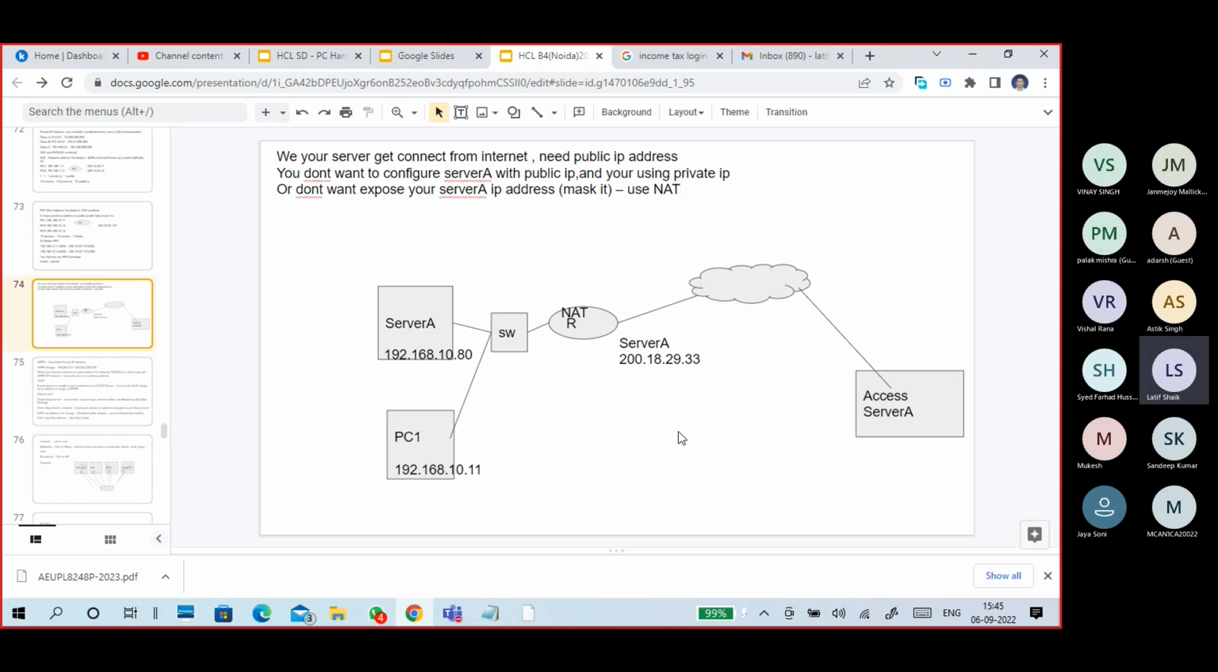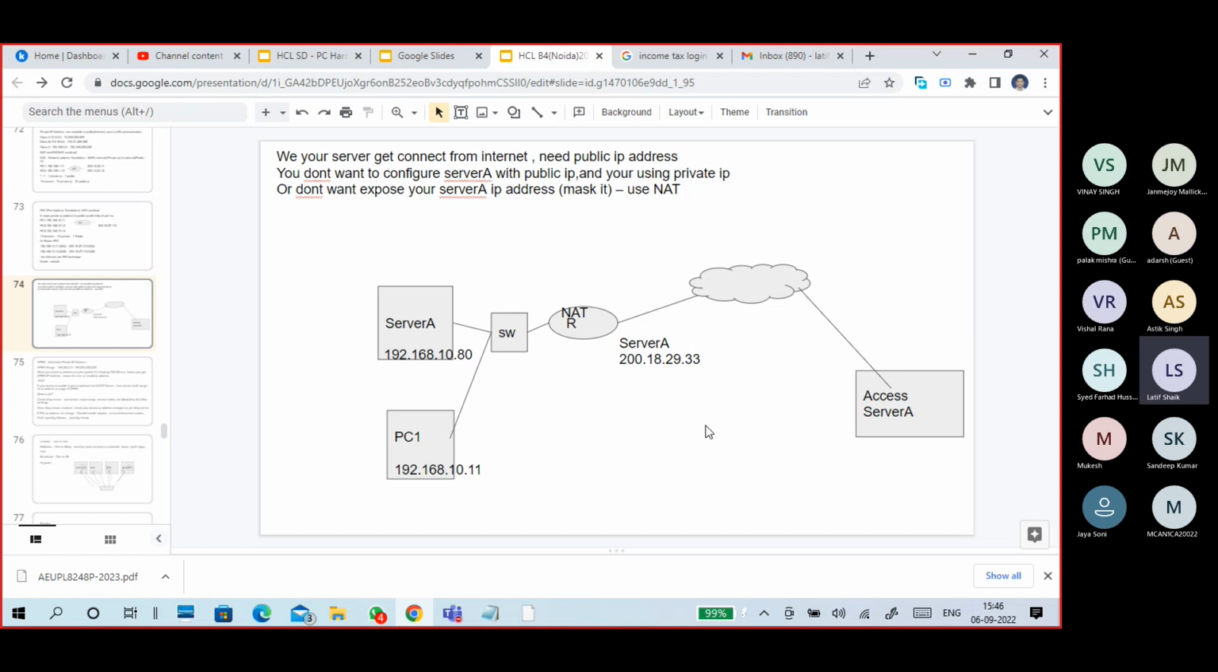But if some remote PC wants to access your PC or your server, they cannot communicate. Why? Because you are in the private network. Even if you know your private IP, in this world the same IP address is repeated millions of times.